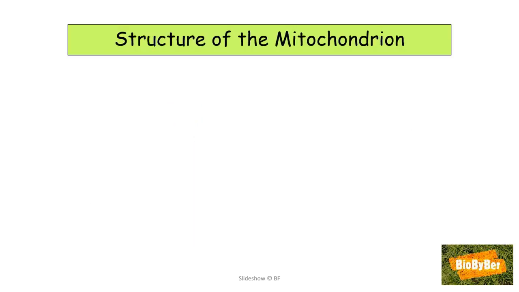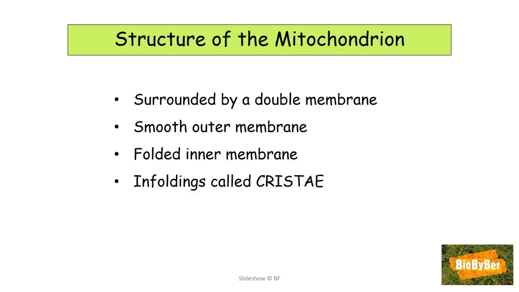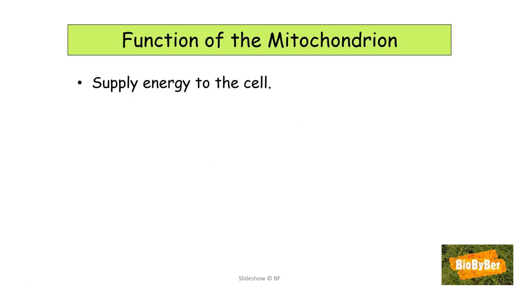So in a nutshell, how would we identify a mitochondrion by its structure? Well, it's surrounded by a double membrane, a smooth outer membrane, a folded inner membrane. The infoldings are called cristae. It has a loop of DNA. The function of the mitochondrion is to supply energy to the cell. In other words, they carry out respiration, getting energy from food.